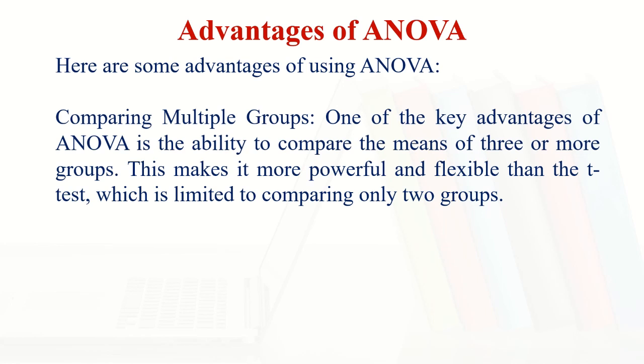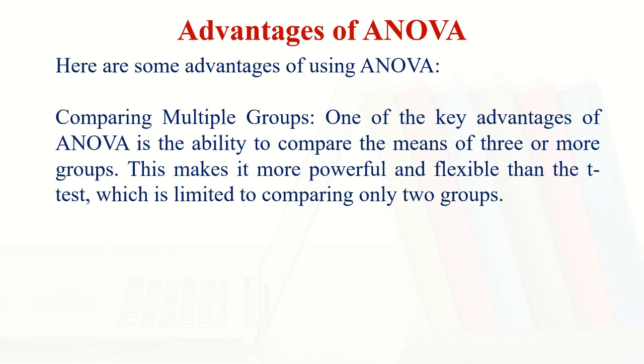So the advantage, if we talk about the Anova test, is comparing multiple groups. This is one of the biggest advantages. This test has the ability to compare the means of 3 or more groups. Mean means the average of 3 or more groups: group A, section B, section C, the A mean, B mean, C average, comparing the average of all the groups that we want to compare.